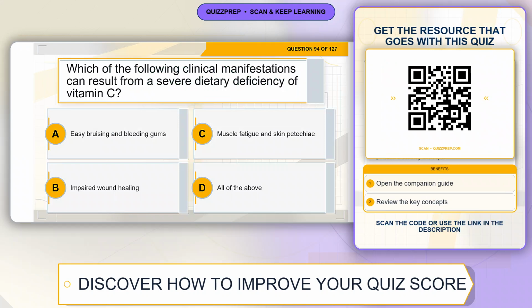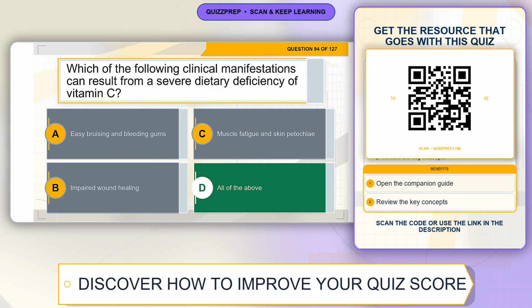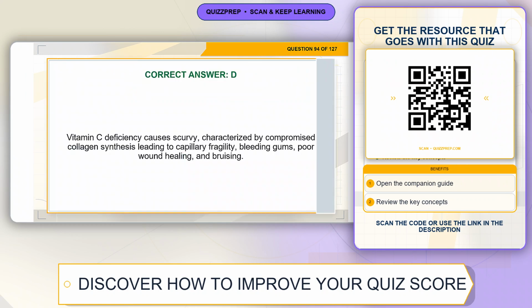Question 94. Which of the following clinical manifestations can result from a severe dietary deficiency of vitamin C? Option A, easy bruising and bleeding gums. Option B, impaired wound healing. Option C, muscle fatigue and skin petechiae. Option D, all of the above. The correct answer is option D, all of the above. Explanation. Vitamin C deficiency causes scurvy, characterized by compromised collagen synthesis leading to capillary fragility, bleeding gums, poor wound healing, and bruising.